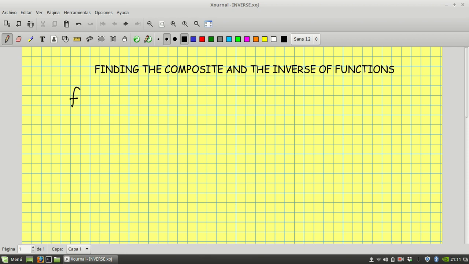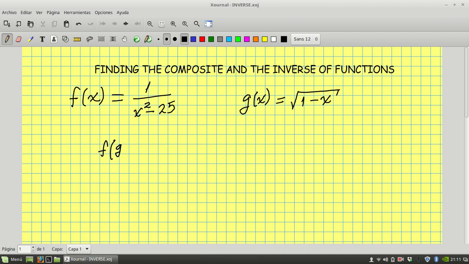And this is the example that we're about to work on. We're going to take two functions. So the first function is f(x) equals 1 over x squared minus 25, and the other function is going to be g(x) equals root of 1 minus x. Okay, and as an exercise we're going to find f composite g. We're going to use the notation f composite g.